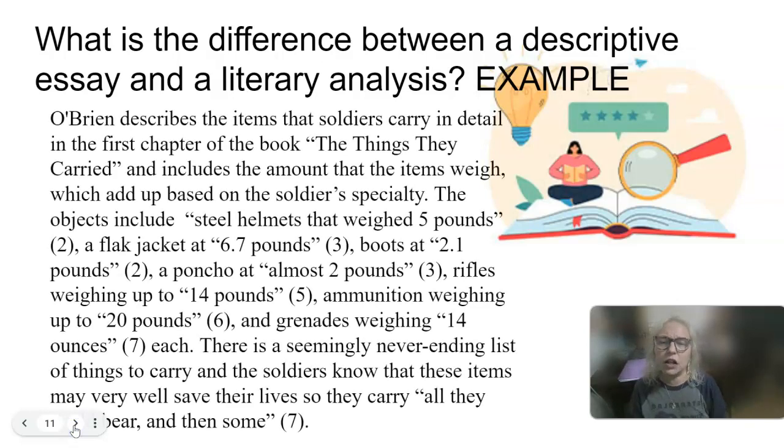And so look at all of these examples that they include. O'Brien describes the items that soldiers carry in detail in the first chapter of the book, the things they carried, and includes the amount that the items weigh, which add up based on the soldier's specialty. The objects include steel helmets that weighed 5 pounds, a flak jacket at 6.7 pounds, boots at 2.1 pounds, a poncho at almost 2 pounds, rifles weighing up to 14 pounds, ammunition weighing up to 20 pounds, and grenades weighing 14 ounces each.